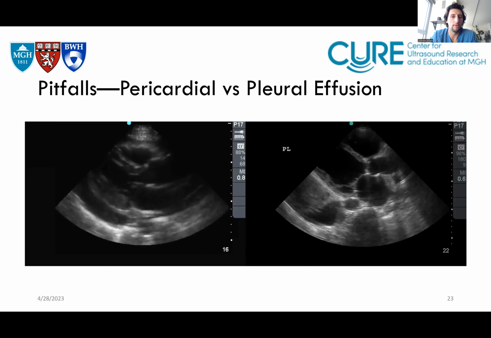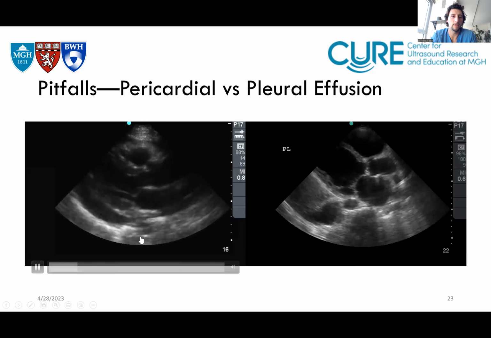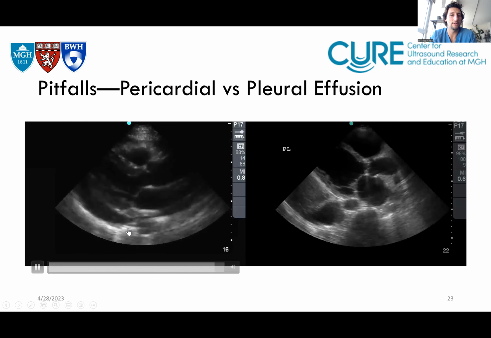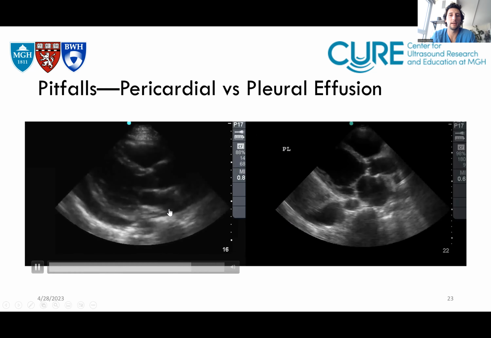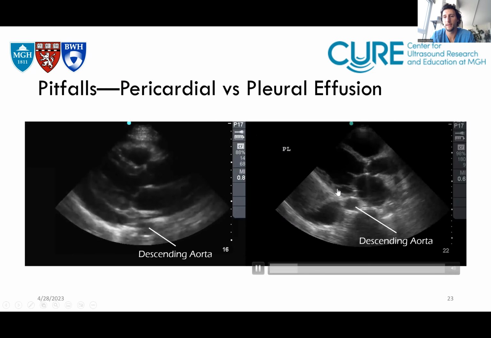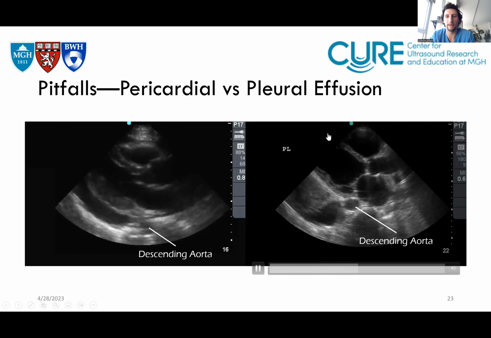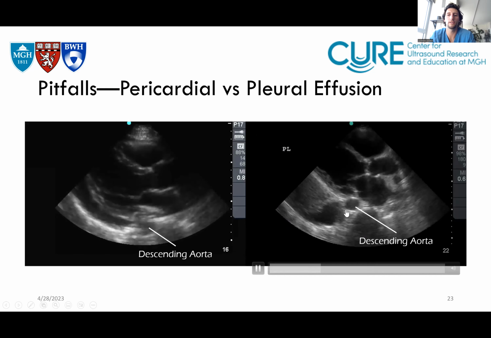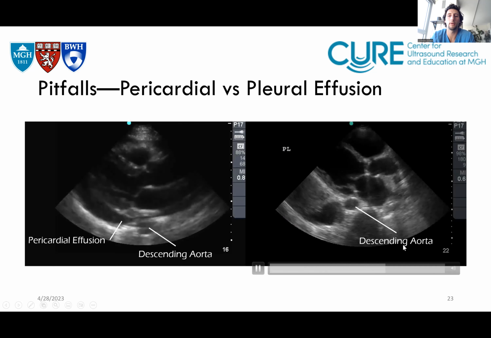This is going back to what I was talking about earlier. You have to look at your descending aorta to be able to clearly determine this. And on the left side, you see that there's fluid in between the heart and the descending aorta, consistent with a pericardial effusion. On the right side, you have a very sad-looking heart with a descending aorta, and there's some fluid outside of that that is a pleural effusion.